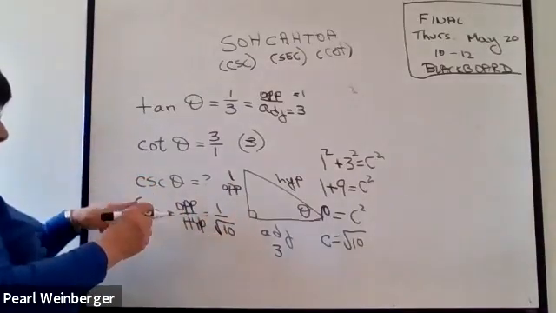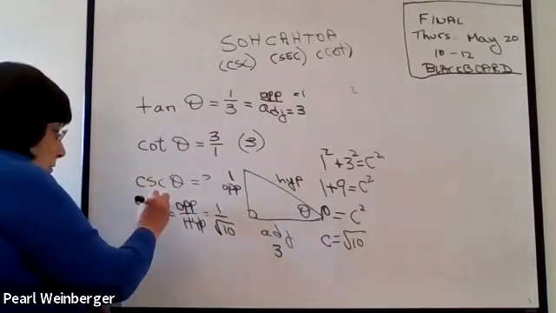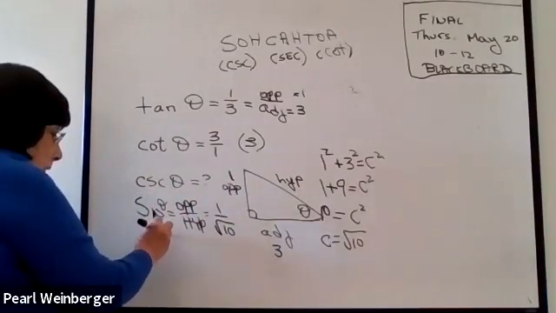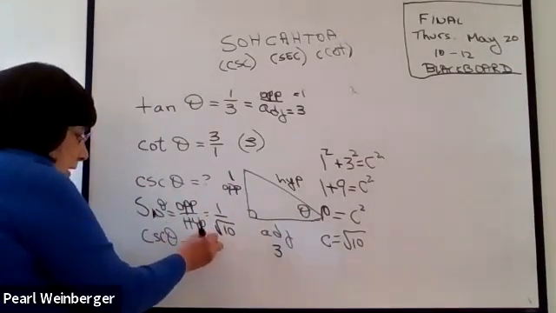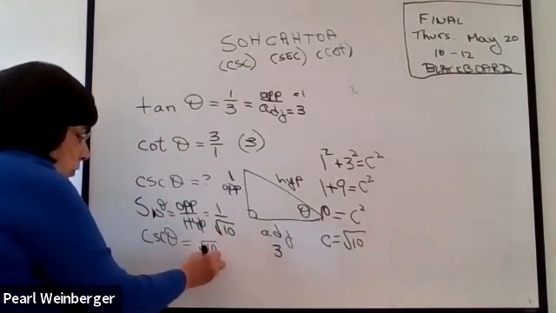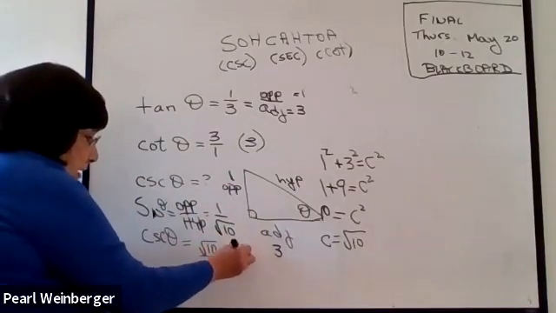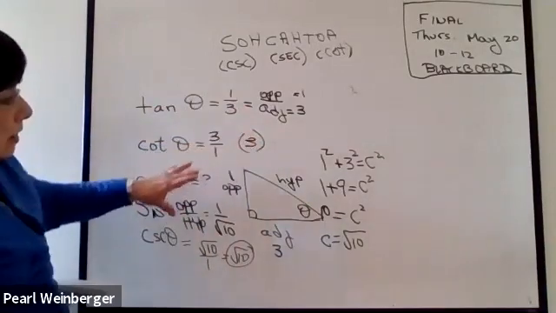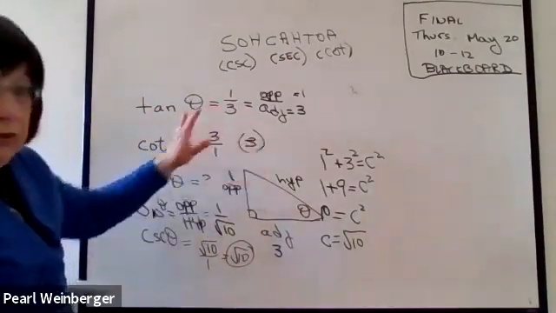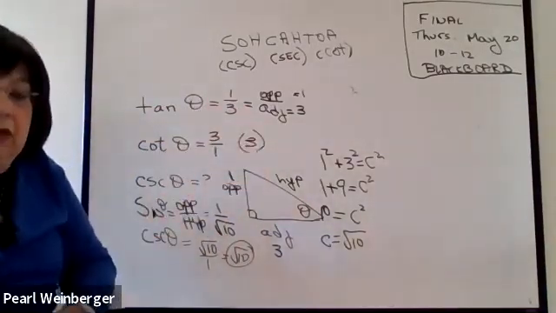So the cosecant, once I have the sine, I can just flip it over and I get the square root of 10 over 1, or just the square root of 10. And that would be my answer. Yes, there are a lot of steps, but if you notice, all the questions were very similar.